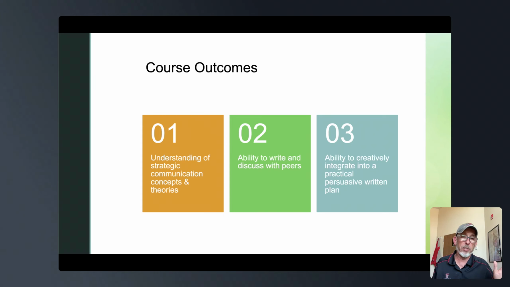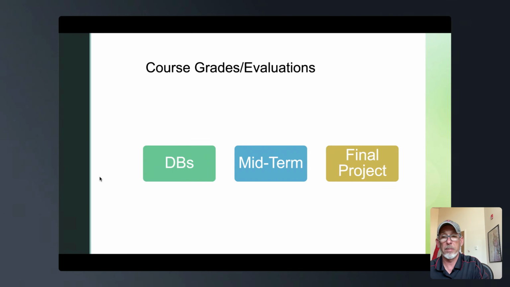Okay, course outcomes. There's 3 basic outcomes. This is strategic communication and writing. So we're going to talk about things like a segmented audience. So you're going to understand the basic concepts. You're going to write about these concepts, and then you're going to create a campaign. That's number 2, right? Number 3, how do I get a grade?